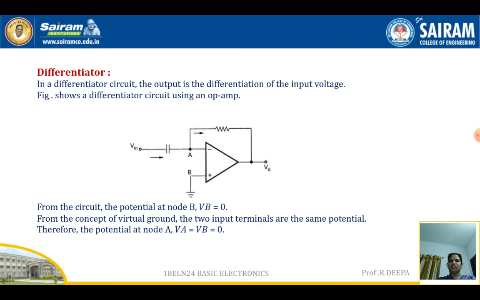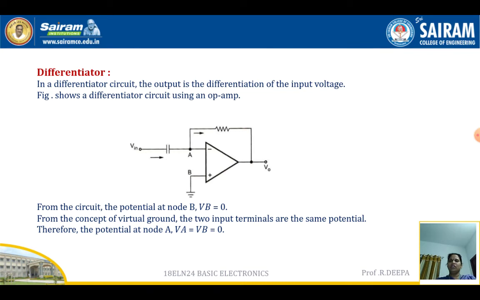From the circuit, the potential at node B can be written as VB equal to 0, as it is connected to the ground. Using the concept of virtual ground, we can say that both the input terminals are at the same potential. So we can write VA is equal to VB is equal to 0.